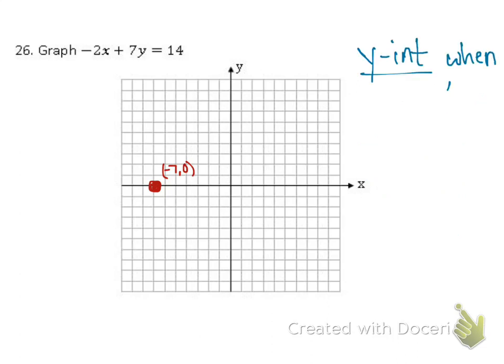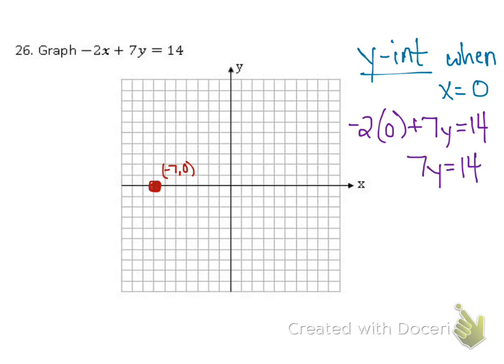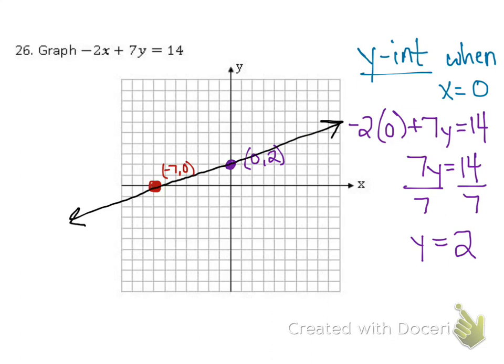Now we'll do the same thing for the y-intercept, and that's when x is equal to 0. So we'll plug in 0 for x. Negative 2 times 0 is just 0, so that simplifies our equation to 7y is equal to 14. Divide both sides by 7, and that gives us y is equal to 2. Now that we've got our x-intercept and our y-intercept, we can connect the dots with a line, and that's our final answer.